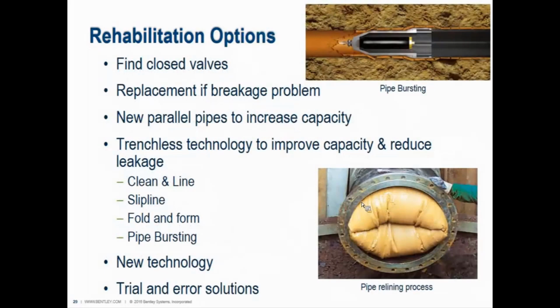A lot of different things you can do with rehab. Slip lining, clean line, fold and form, pipe bursting. A lot of these different techniques are changing C factors. And C factor is a property of the physical alternative. So you would create a child alternative of physical, and then simply change the C factor for those pipes that you're going to perform this rehabilitation study on.